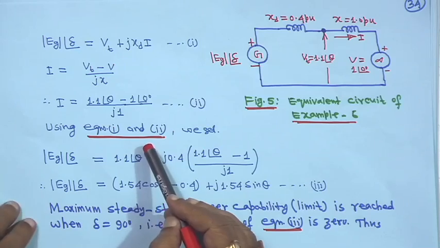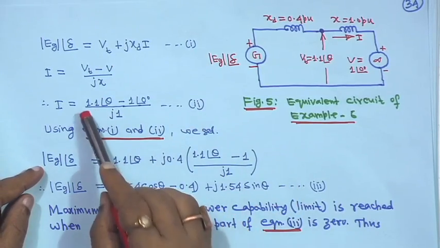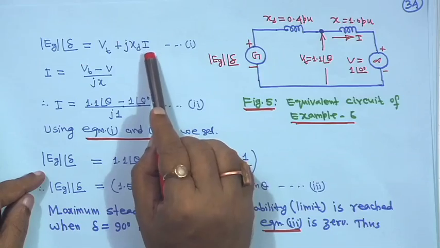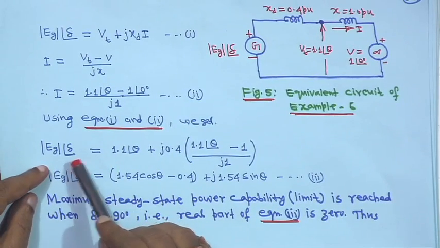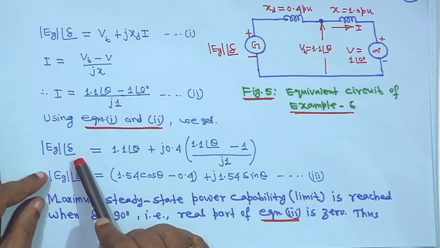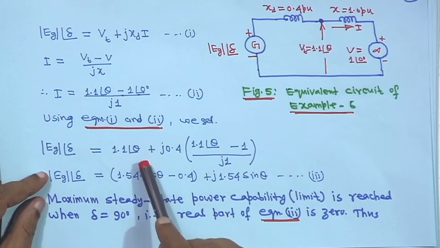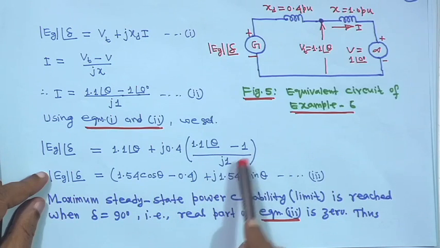So, now using equation 1 and 2, that means this I you substitute here. If you do so, then E g angle delta is equal to 1.1 angle theta plus j 0.4 times 1.1 angle theta minus 1 upon j 1.